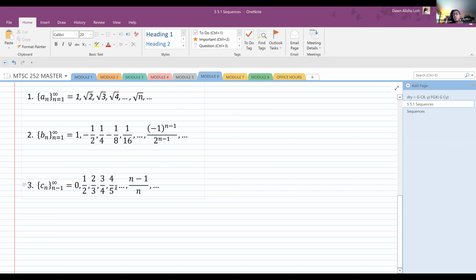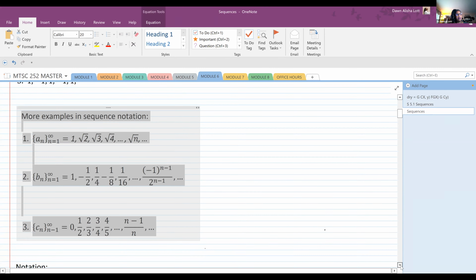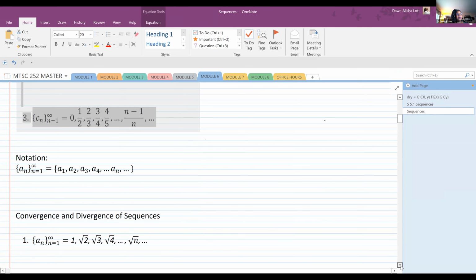And this sequence was actually in the PowerPoint: 0/1, 1/2, 2/3, 3/4. So this sequence looks like (n-1)/n. Any questions about those? Okay, so far so good. We're smoking along here.